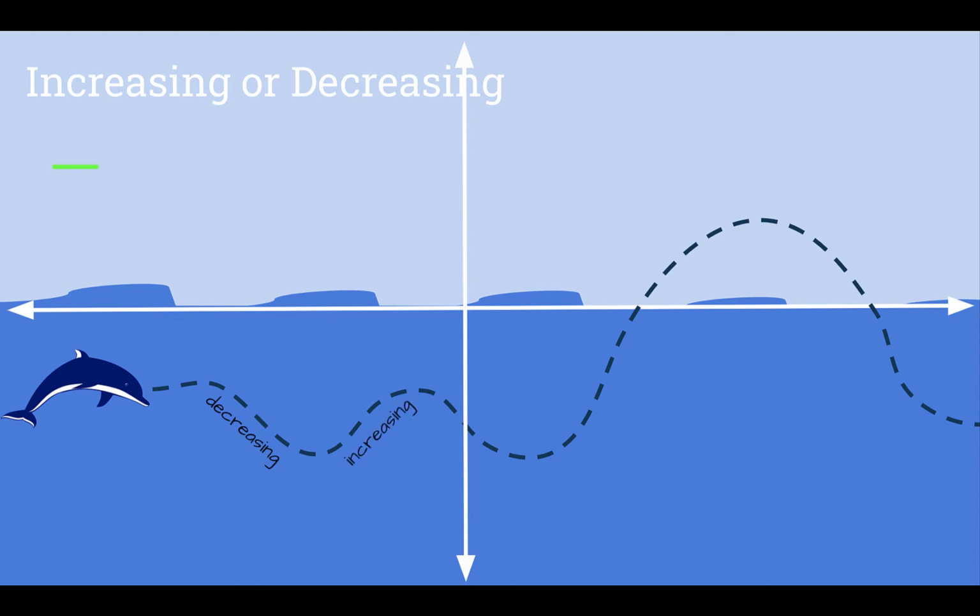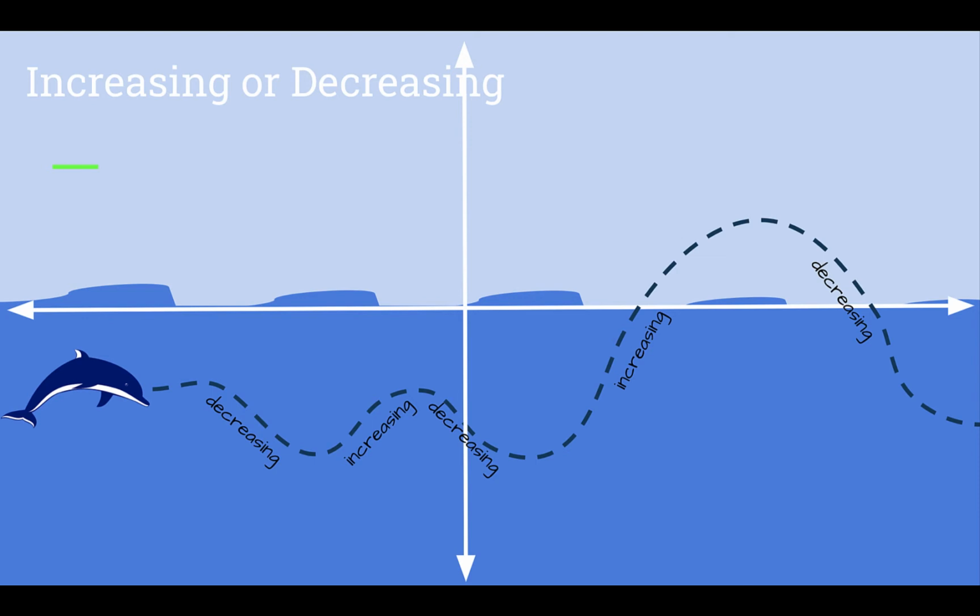Then it swims back up. It's increasing. Swims back down. It's decreasing. Then it swims up, getting ready to jump out of the water. So it's increasing at that point. Then it starts to fall back down to the water and it's decreasing again. So anytime the graph is going down, it's decreasing. Anytime the graph is going up, it's increasing from that time.